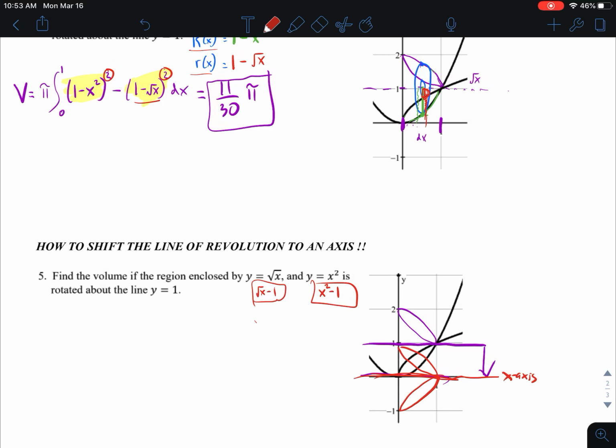Don't forget the test is still going to be Thursday, so make sure you're looking at the review packet. The review packet has no volume on there. It's everything else. It's area, it's that particle stuff, it's displacement, total distance, things like that. And then I'll post another review, which is going to be like the mixed volume review, discs and washers.